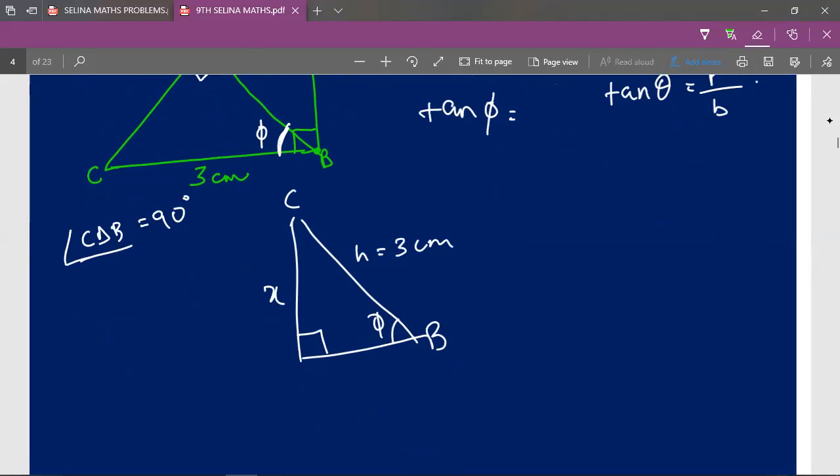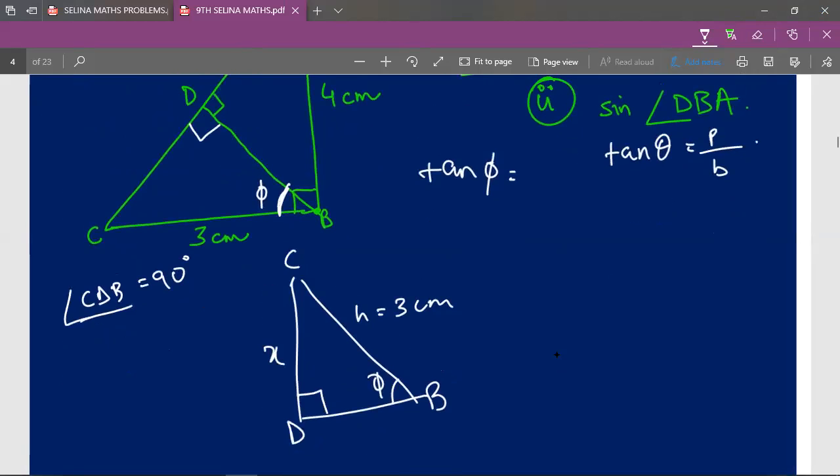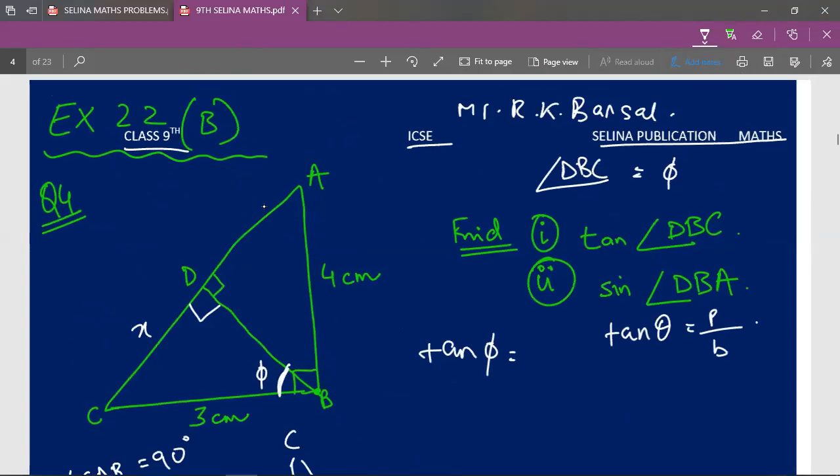Sorry, this is D. It's not A, this is D. So CD is the perpendicular of the triangle CDB, and CD is equal to the perpendicular, which is x. So we'll write that down. And then we'll find this part.